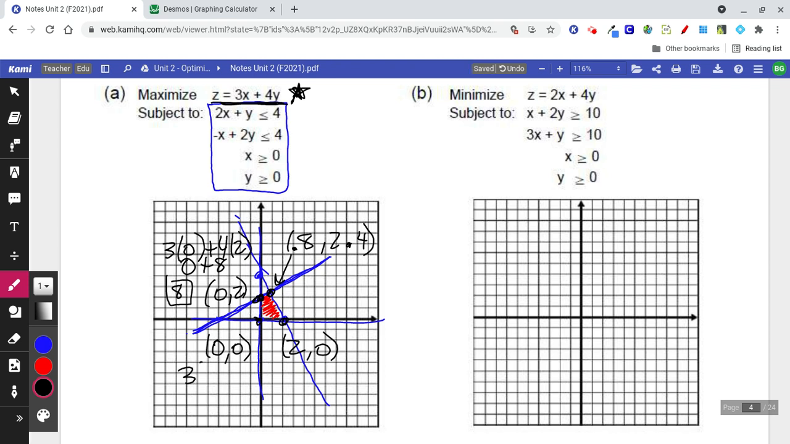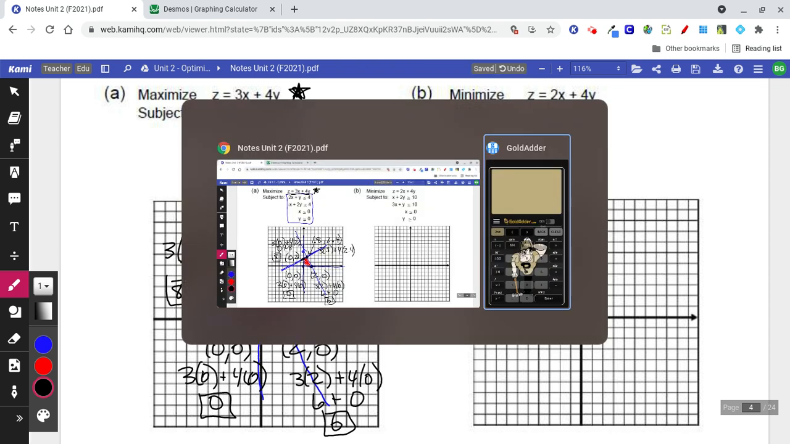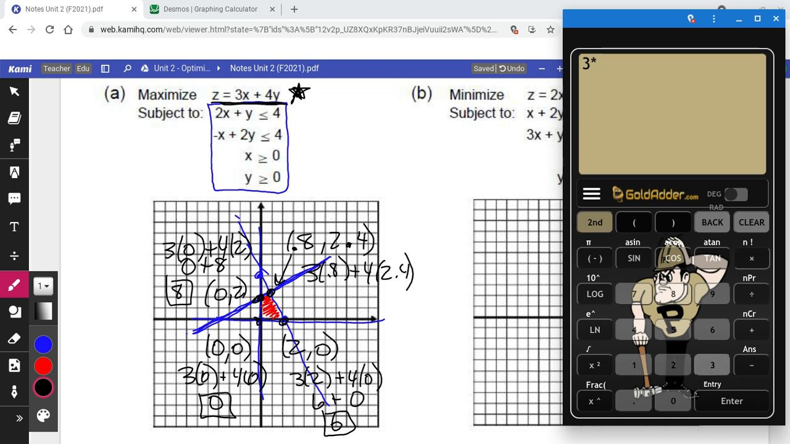Over here, 0, 0. 3 times 0 plus 4 times 0. Well, you can see that's going to be 0. 3 times 2 plus 4 times 0. That's going to be 6 plus 0 is 6. And then 3 times 0.8 plus 4 times 2.4. It's 12. So plugging in the corner points gave me those 4 values.